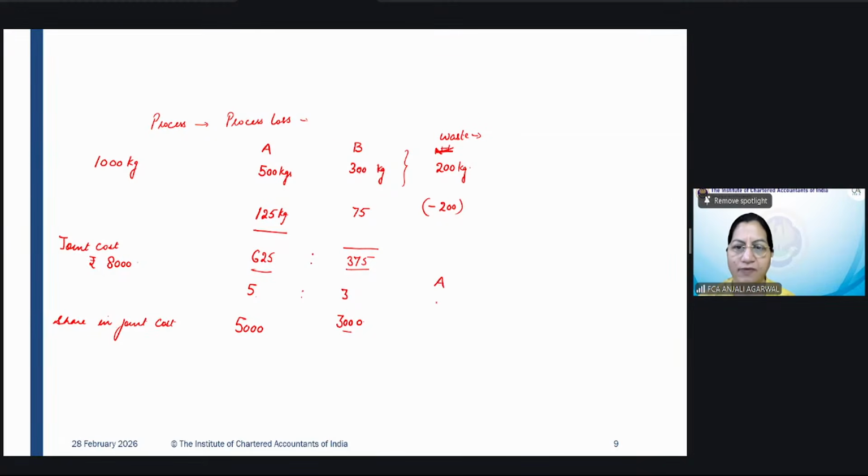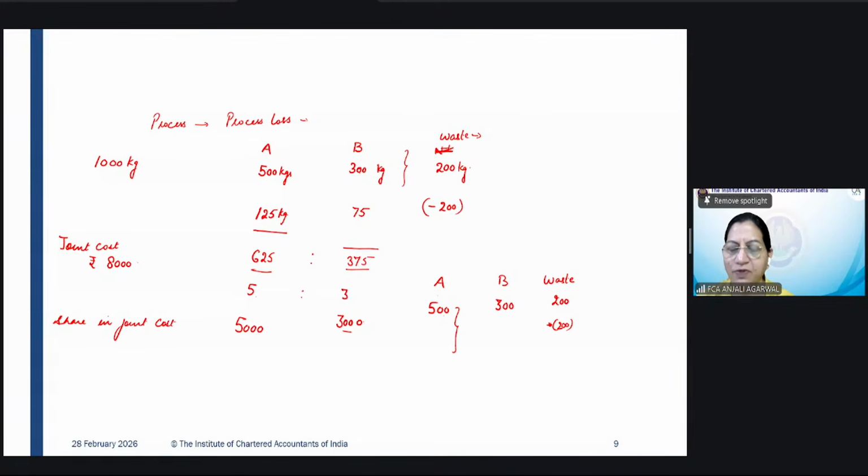We had A 500 and B 300. And there was also a wastage of 200. Now the waste does not have a capacity to bear any loss. So the waste will again be allocated back to product A and B. So 200 kgs of waste, the cost of that has to be borne by product A and B.